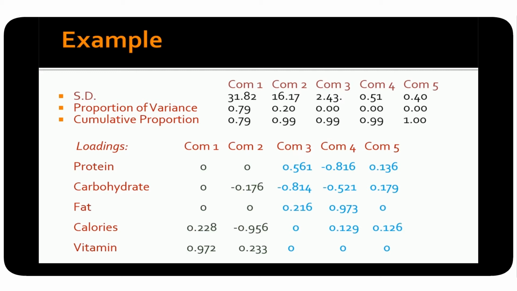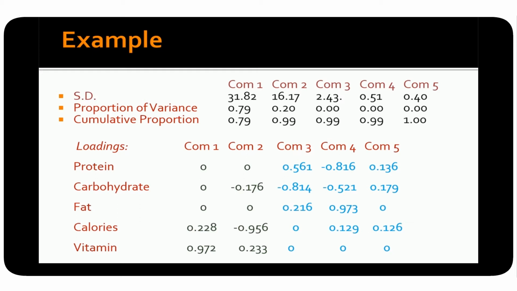So, what we do is we do a principal component analysis in this case. Mind you, in this case m is equal to 5, and once we have done the principal component analysis, here is what the results tell us. We find that the first principal component has a variability of 31.82, the second one a variability of 16.17, the third 2.43, and so on and so forth.